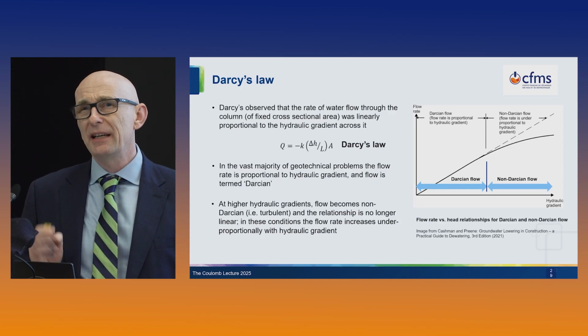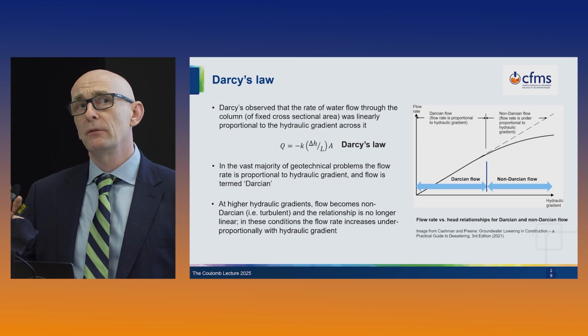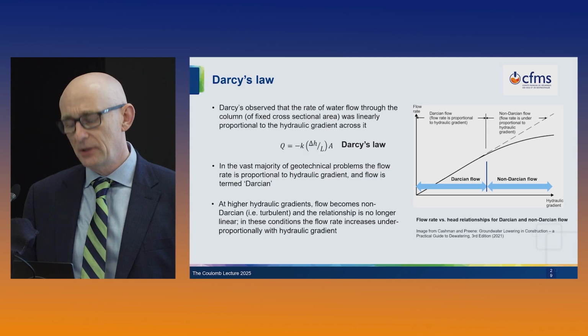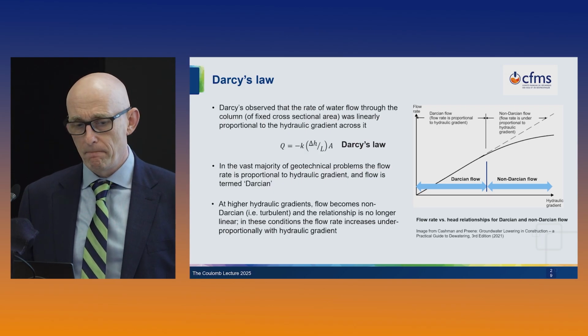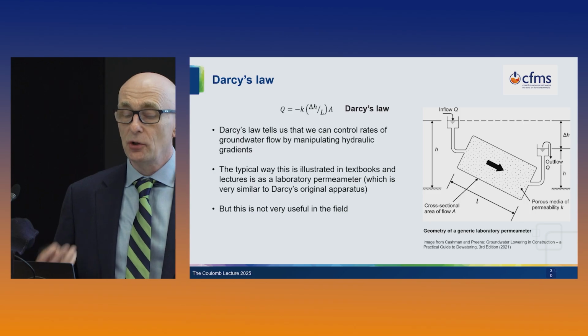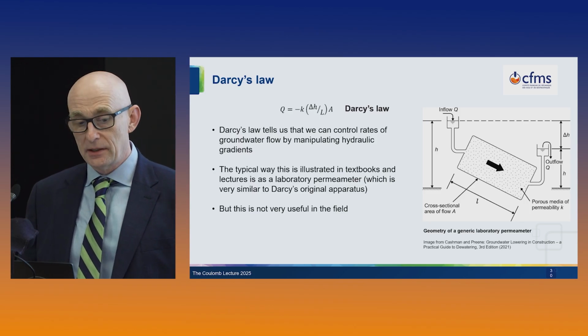And it's worth saying that you can occasionally get non-Darcian conditions in geotechnical problems. For example, if you've got high hydraulic gradients through fractured rock, maybe around a packer test, you can sometimes get non-Darcian flow. And what Darcy's law does is it tells us that we can control rates of groundwater flow by manipulating hydraulic gradients. That's the key point.